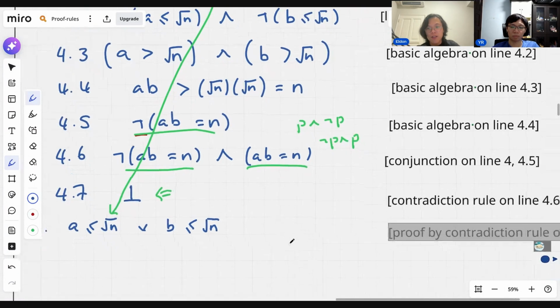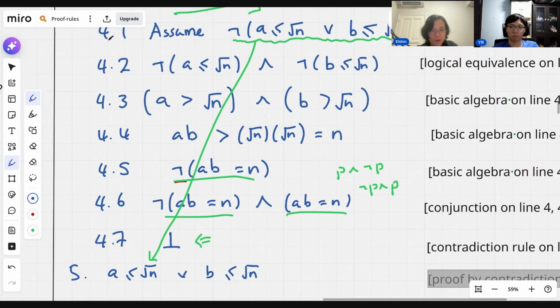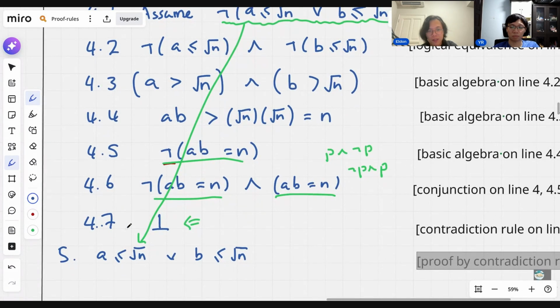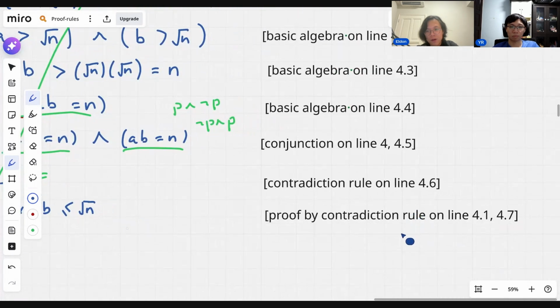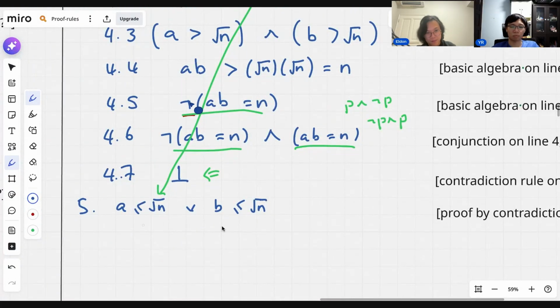So this is the proof by contradiction rule. You need to take the assumption, that's line 4.1, and the contradiction symbol, that's line 4.7. On lines 4.1 and 4.7, we can combine them to create this conclusion. Now everything else is clean up. We've arrived at our desired conclusion that either factor is less than or equal to square root n.